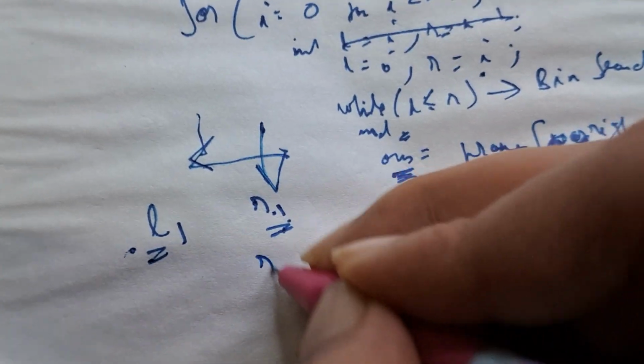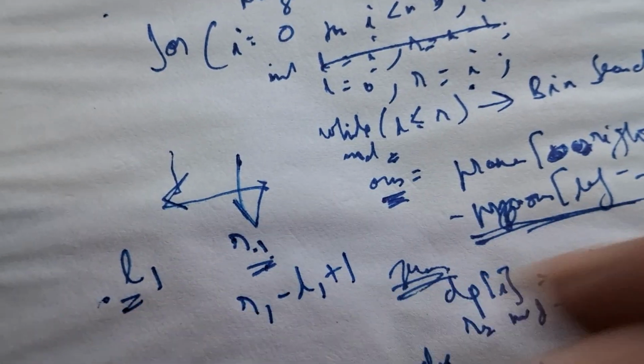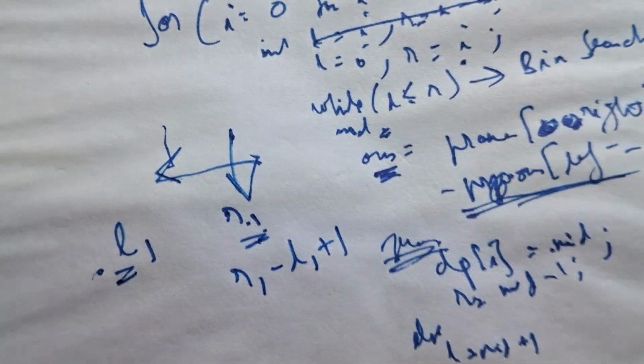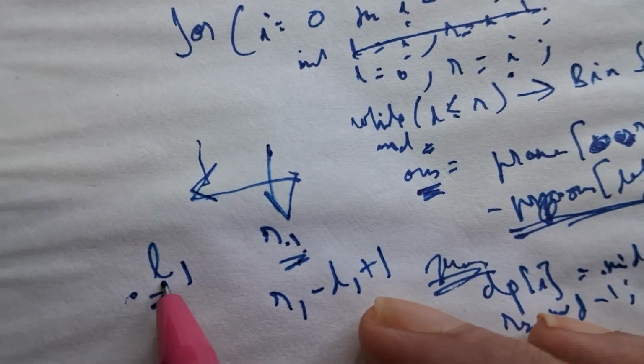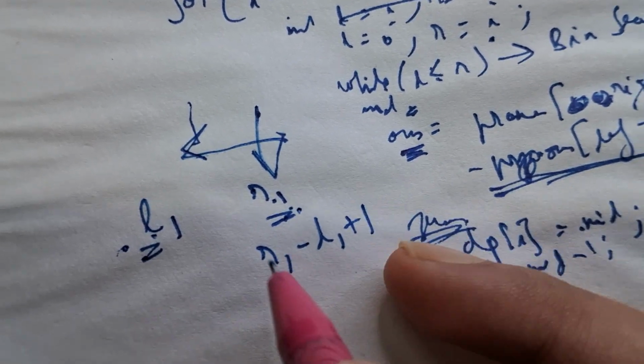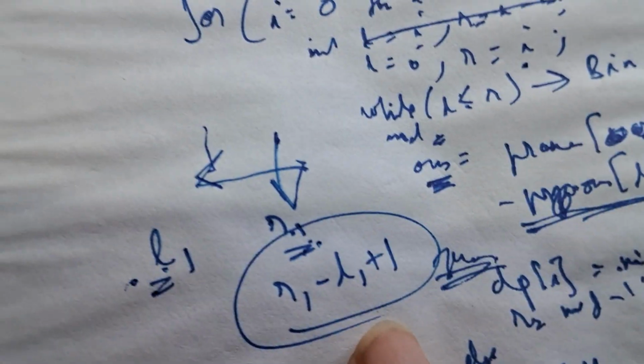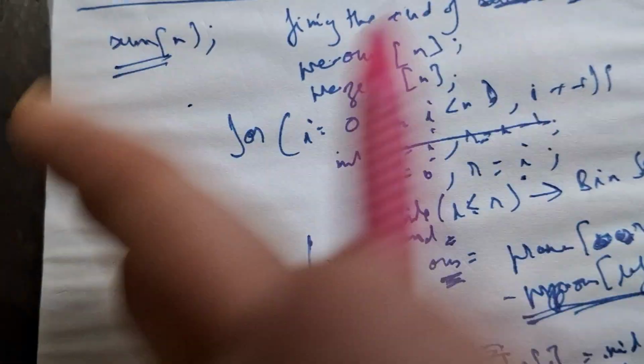I mean R1 minus L1 plus 1 actually, because you know the formula for the number of substrings, if you are going to fix it. So basically you can choose any element from L1 to R1 for the starting point. Clear? So this thing is going to be stored in the sum. And sum doesn't only store this, but it also stores whatever was the previous one.